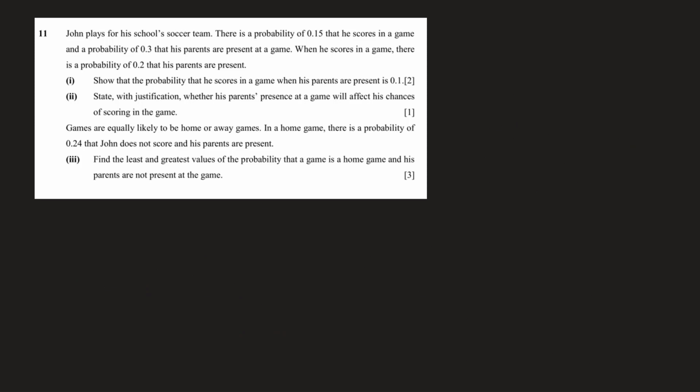Now the next two questions will be from the chapter of probability. The first one, you have to make use of conditional probability. So let's take a look at this. John plays for his school soccer team. The probability that he scores is 0.15. The probability that his parents are present is 0.3. When he scores in the game, there is a probability of 0.2 that his parents are present.